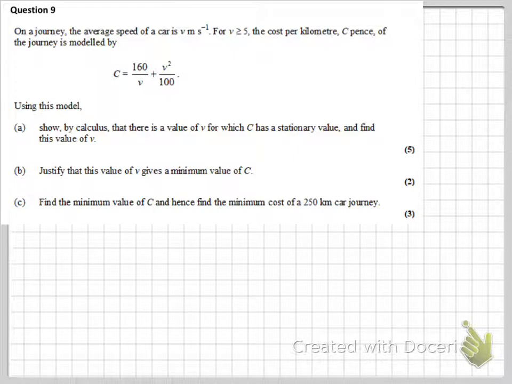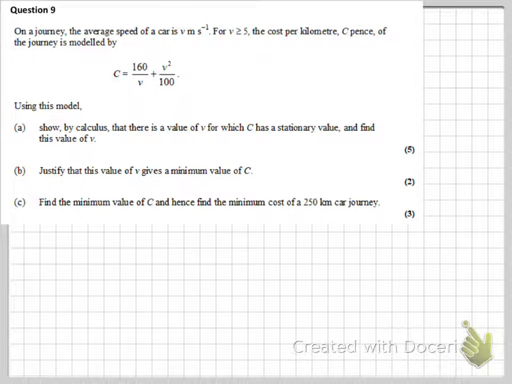Question 9, the last question on the paper. Now this isn't actually that different from question 5 in some ways. It's differentiation, it's classifying stationary points, and it's using those to do something. Now, to do parts A and B, you don't really need to know any of the context of this problem.